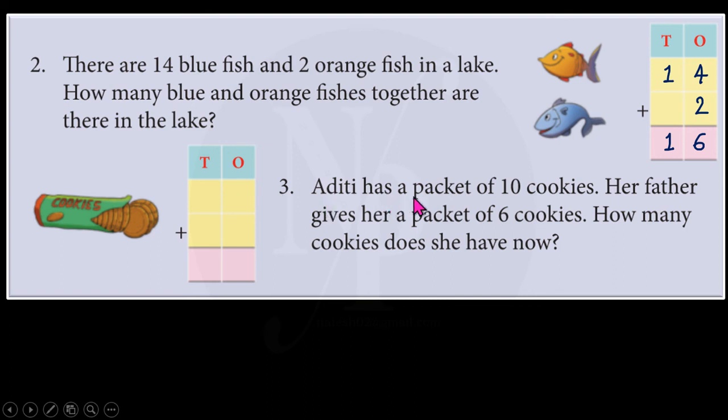Aditi has a packet of 10 cookies. Her father gives her a pack of 6 cookies. How many cookies does she have now?